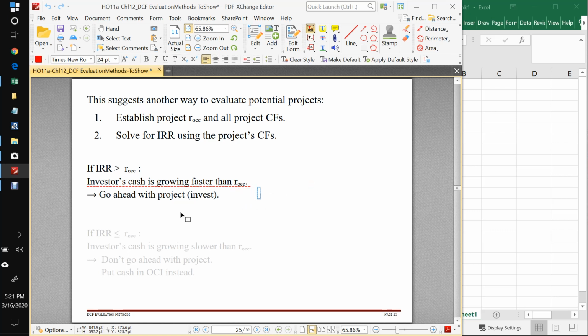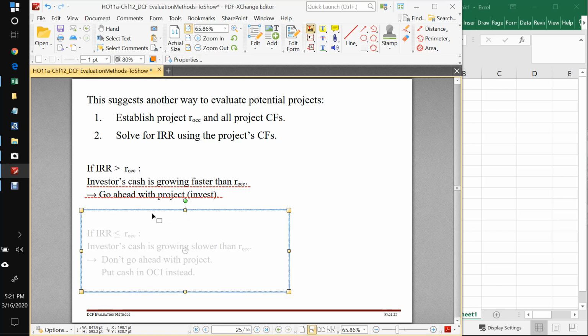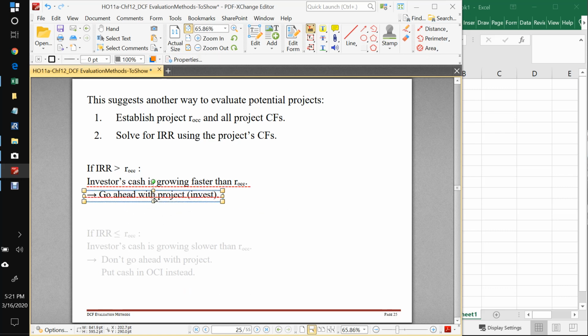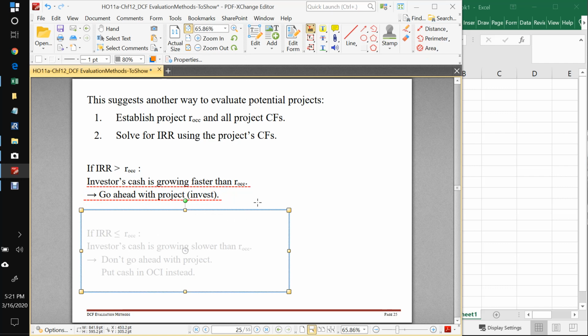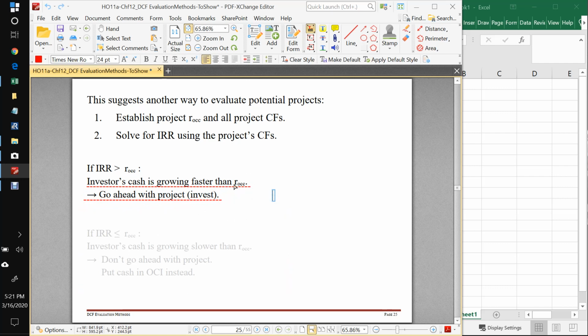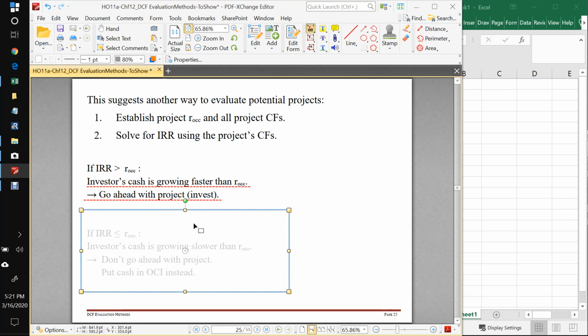So that's a good thing, right? We want our cash to be growing as fast as possible. So that would mean what? We're going to go ahead with this project, right? Because if we go ahead with this project, our cash is going to grow faster than it would in an investment giving us our opportunity cost of capital.